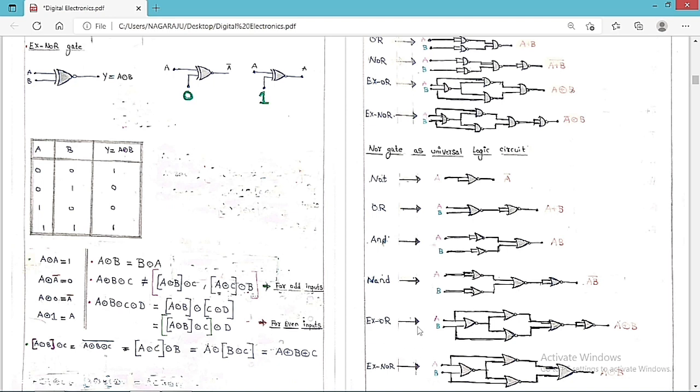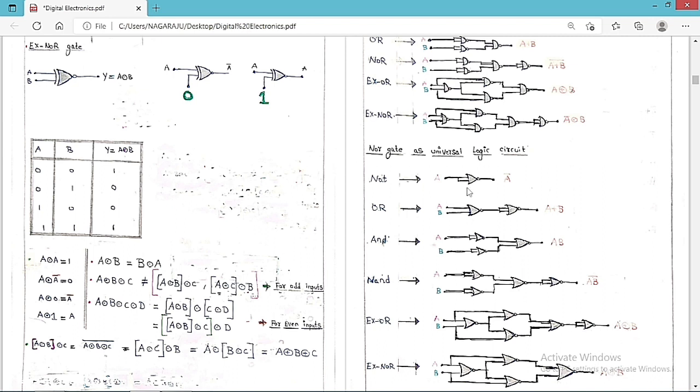Now for XOR, you can see clearly this is the circuit diagram we are going to get for the XOR gate. If you want XNOR, just remove this one. Just remove this one, and we are going to get this one. So this is called the XOR gate. This is the circuit diagram that you always have to understand.